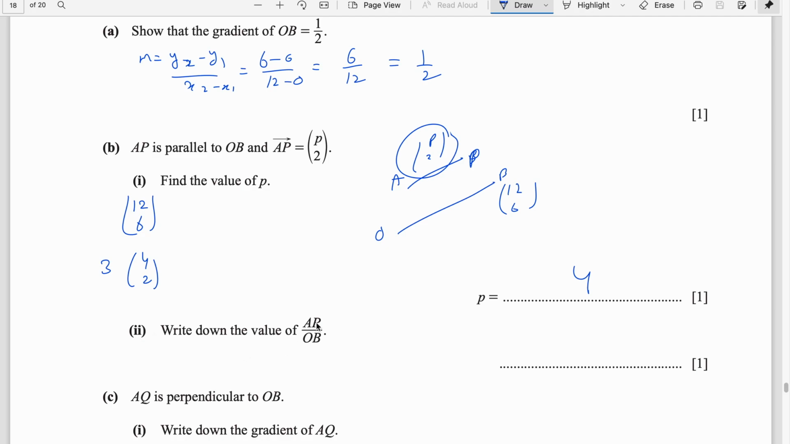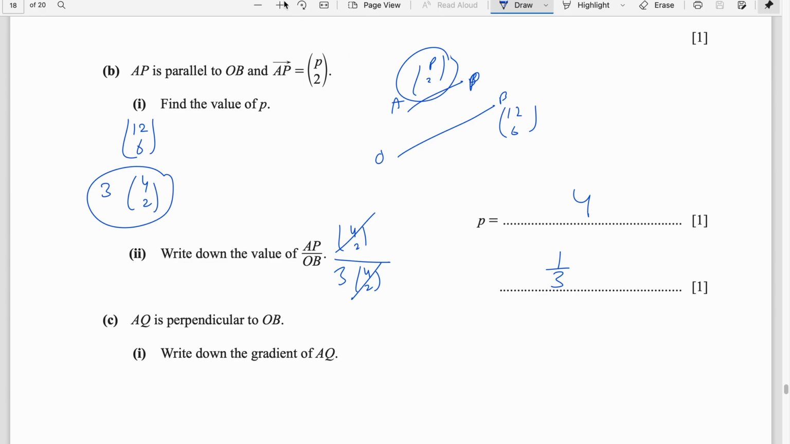The second part says write down the value of AP over AB. So AP is (4, 2) and OB is 3 times (4, 2). So that is 1 by 3.